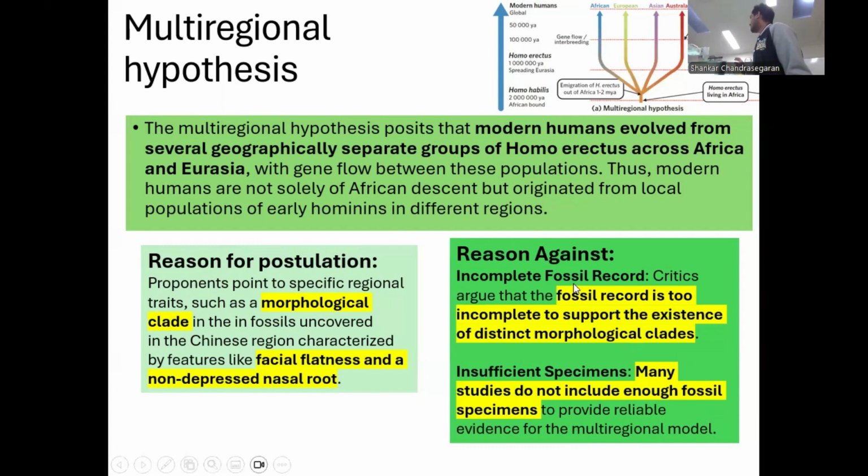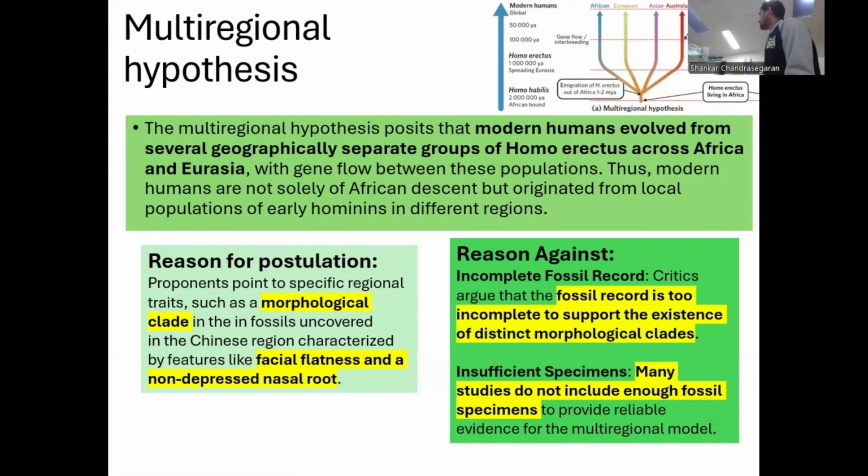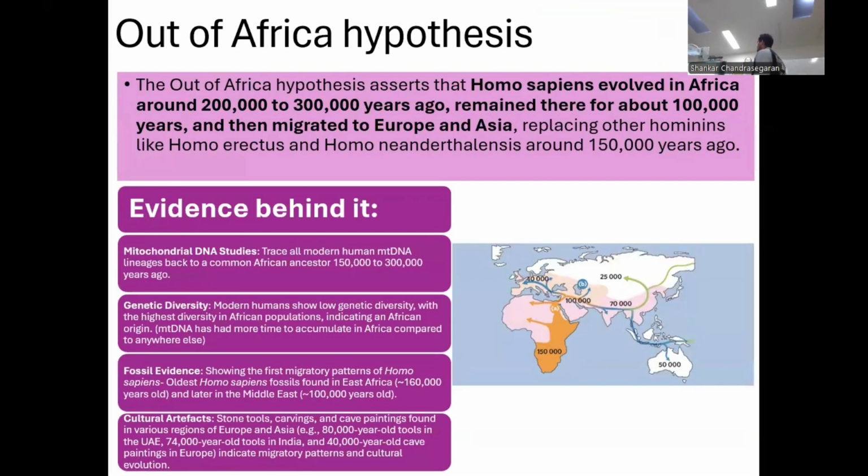All right, so essentially, two hypotheses exist. One is the out of Africa hypothesis, and the other one is the multi-regional hypothesis. The out of Africa hypothesis says that Homo sapiens evolved in Africa, stayed in Africa for about 50,000 to 100,000 years, and then only migrated out to the different regions. And we have a bunch of different evidence: mitochondrial DNA studies, genetic diversity studies, fossil evidence, and also cultural artifacts to support this hypothesis.